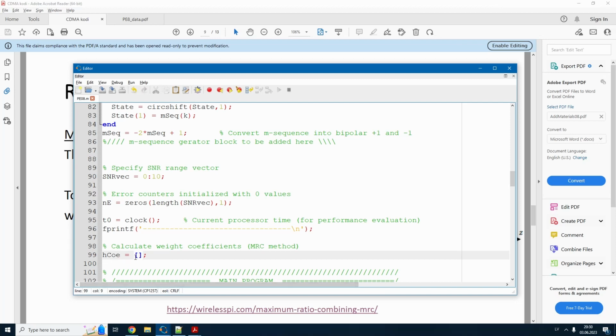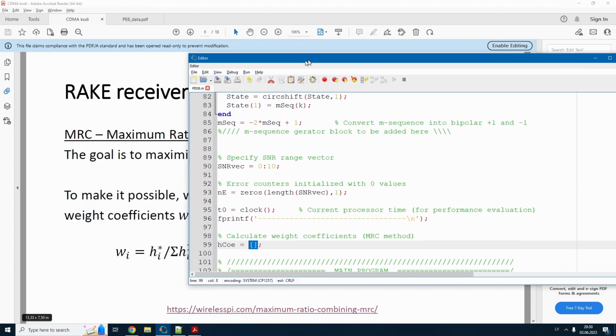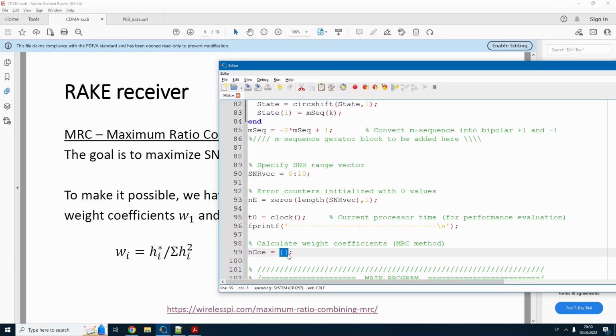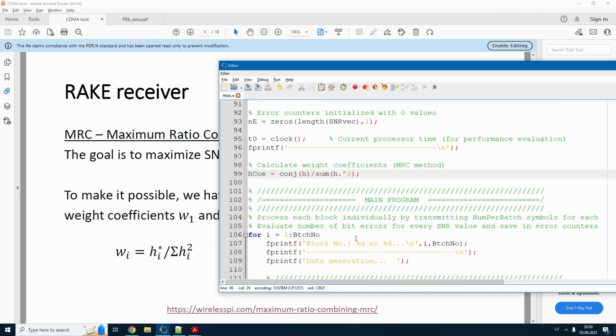So this doesn't have anything to do with these coefficients. I just realized that we better do it right now while we were calculating this M-sequence there. So for the coefficients, let us then still write that we conjugate, so the conjugate of the impulse response divided by the sum of the squares of the impulse response. That would be the sum of h squared, element per element. So these are the coefficients of our RAKE receiver that are going to be used.